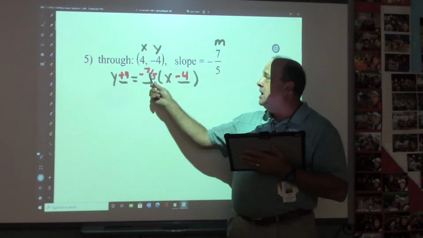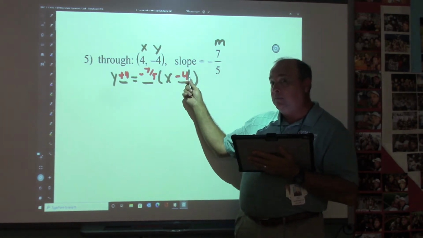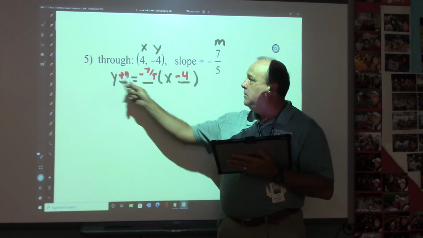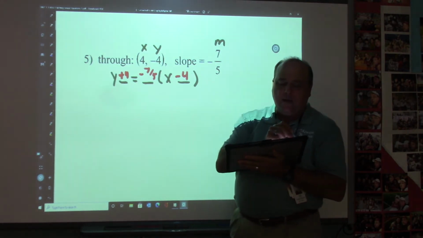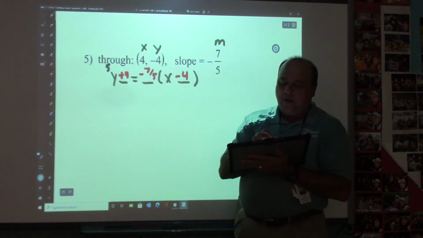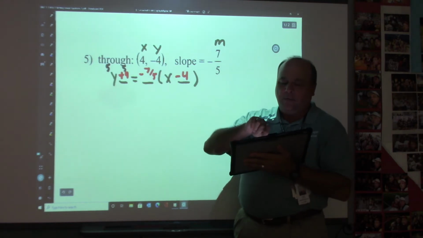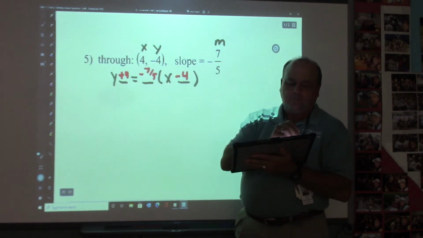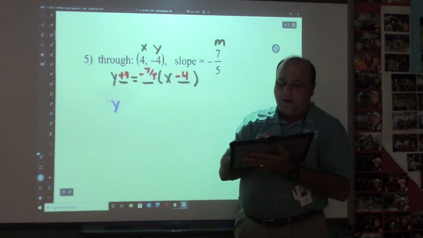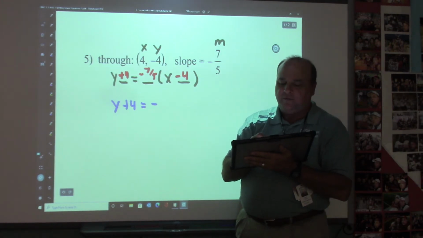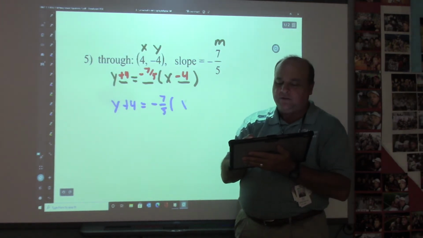But this is tricky because this is already a bluebell truck in it. So let's go through and distribute this 5 to the y. I'm going to distribute it to the 4. Let me rewrite this again. Okay, so I'm going to write down y plus 4 equals negative 7 over 5 parentheses x minus 4.